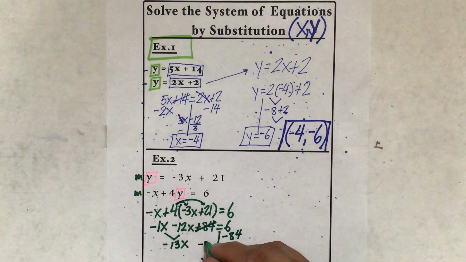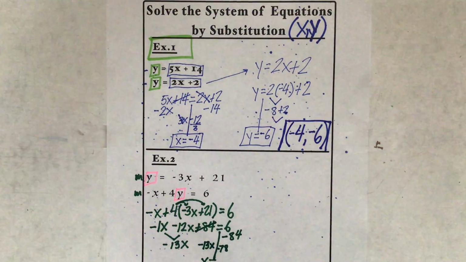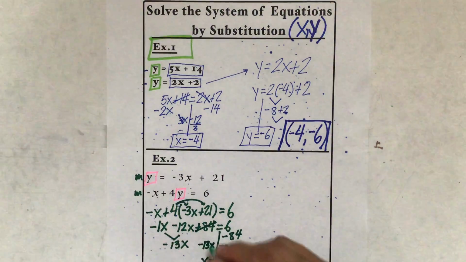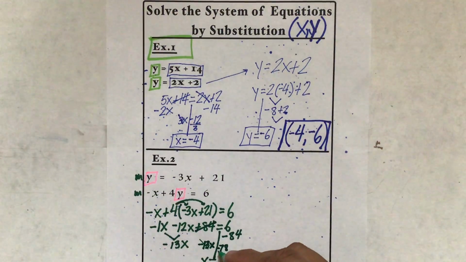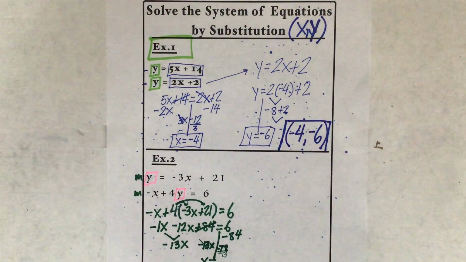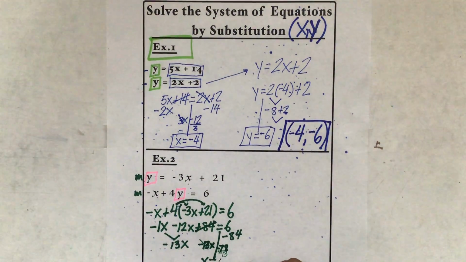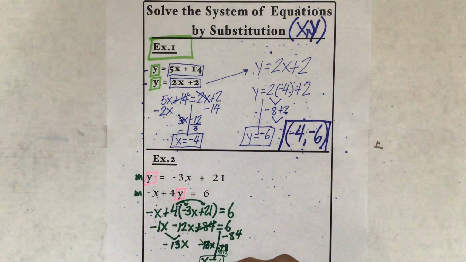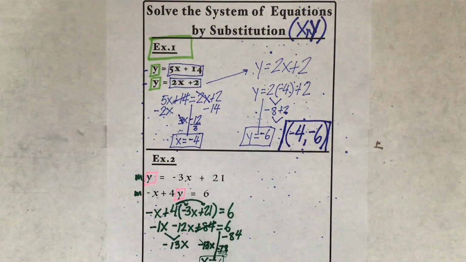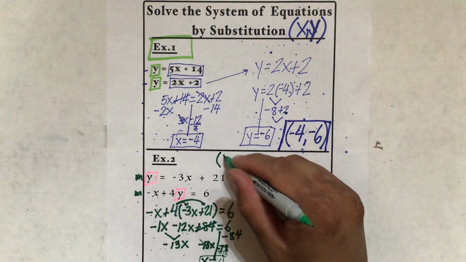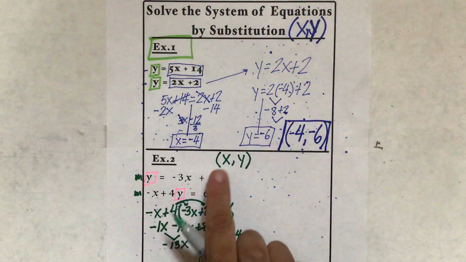Now I still have negative 13x. Remember, that's negative 13 times x. The opposite of multiplying is dividing, so I'm going to cross out negative 13 and divide by negative 13 here. A negative divided by a negative is a positive. 78 divided by 13 is 6. So my x is equal to 6. And remember, we are looking for x, comma, y. So I've found my x.